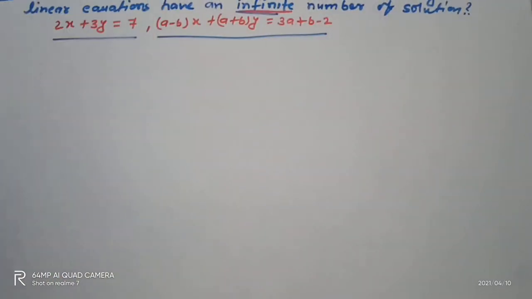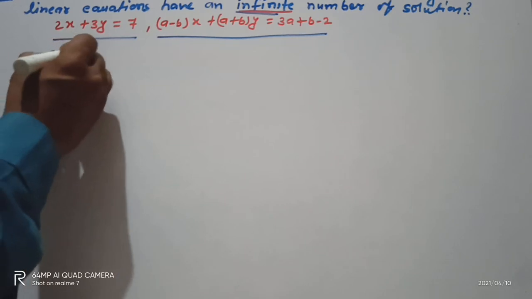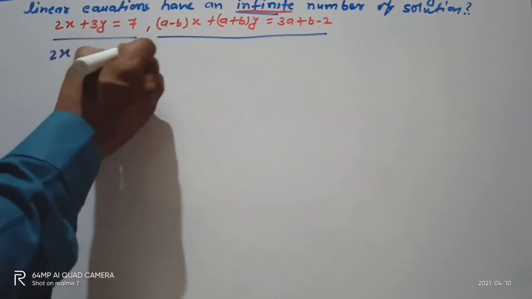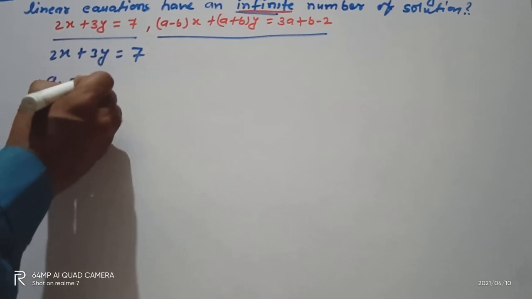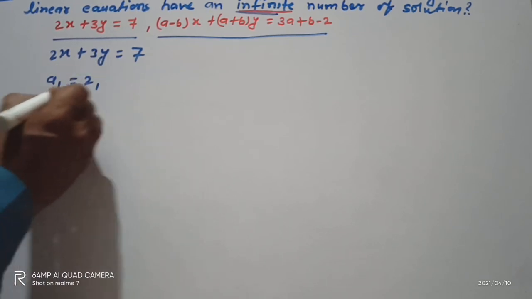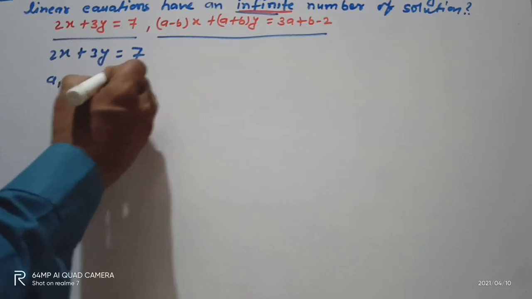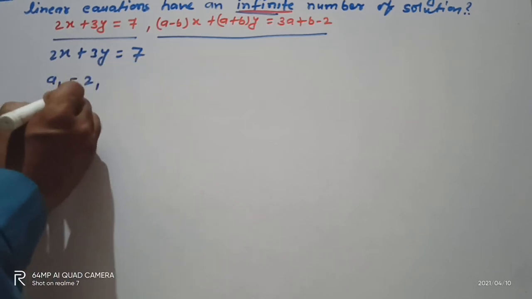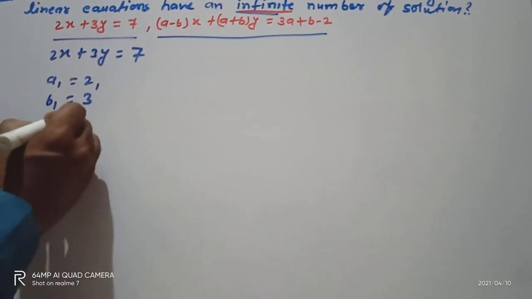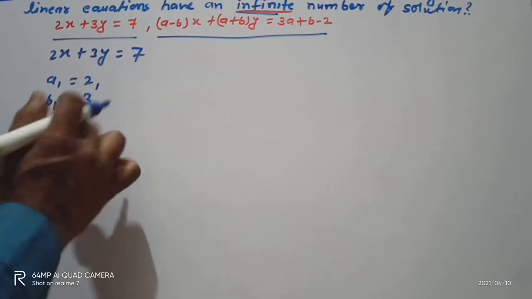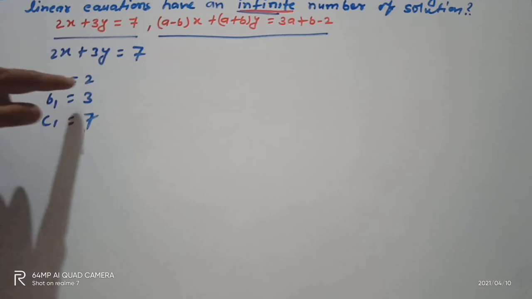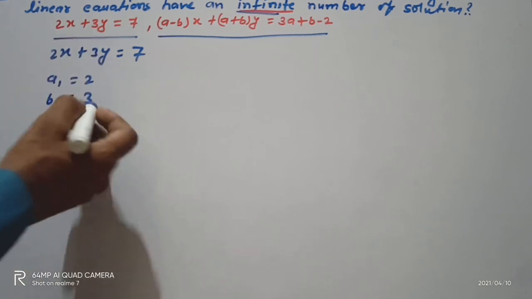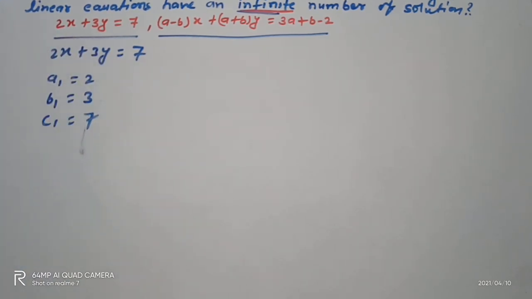From the first equation, 2x plus 3y is equal to 7. So if I take it here, a1 is equal to 2, b1 is equal to 3 and c1 is equal to 7. You can get it now: a1 is equal to 2, b1 is equal to 3 and c1 is equal to 7.